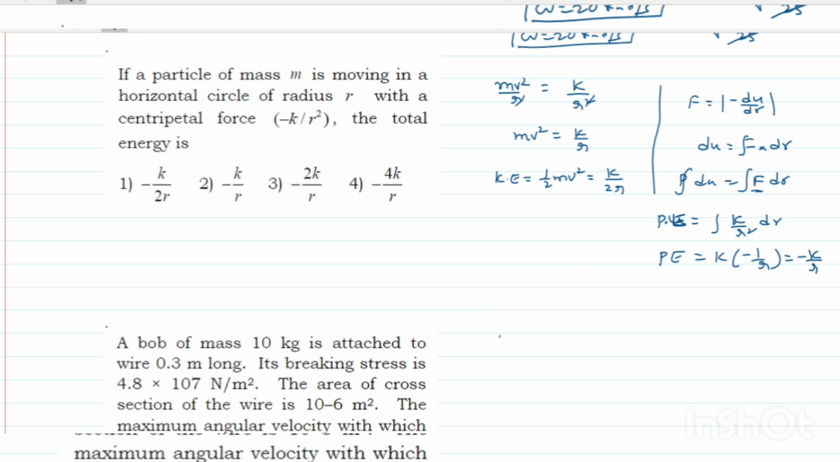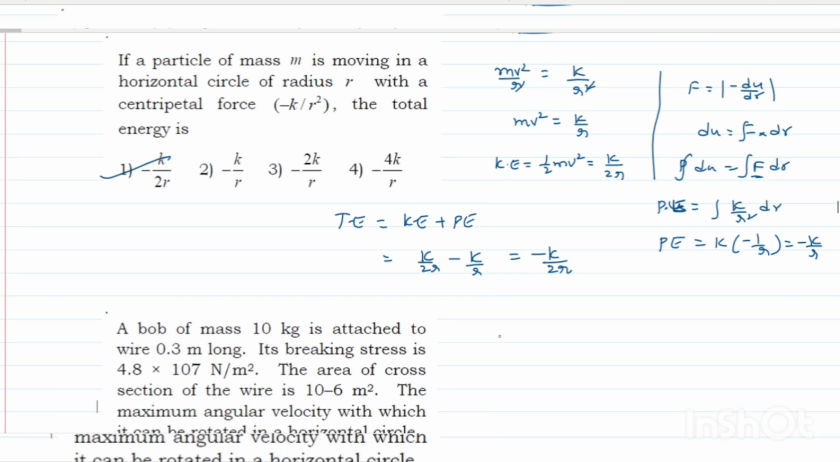Now the total energy they are asking, total mechanical energy is nothing but kinetic energy plus potential energy. Kinetic energy you got as k by 2r, plus potential energy minus k by r, which is nothing but minus k by 2r. So minus k by 2r is the correct answer.